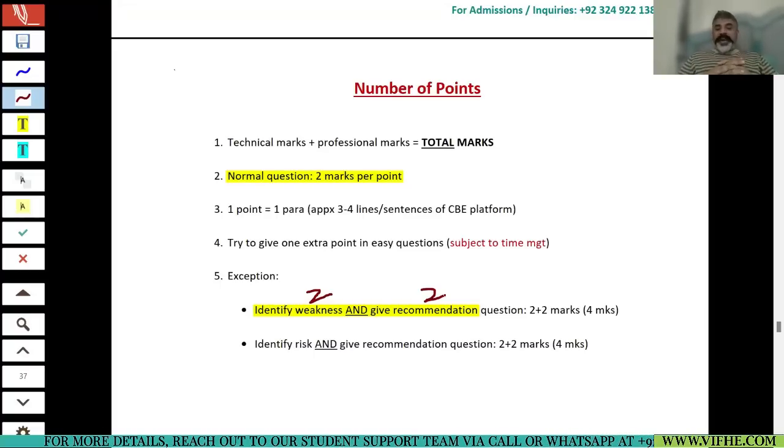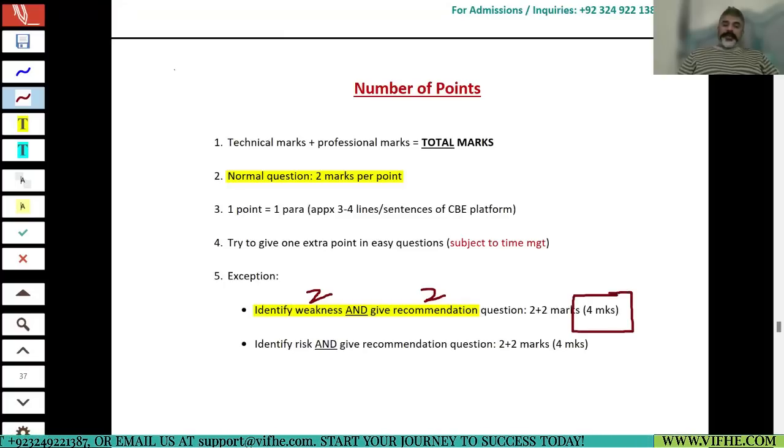So here we are supposed to write 2 things. We have to first talk about the weakness and then we have to give recommendation. So 2 marks each, okay? So in this type of question, we will divide total marks by 4, because we have to give a weakness and we have to give the recommendation. So 2 plus 2 is 4. So in deciding how many weaknesses we are supposed to write, we will divide total marks by 4.